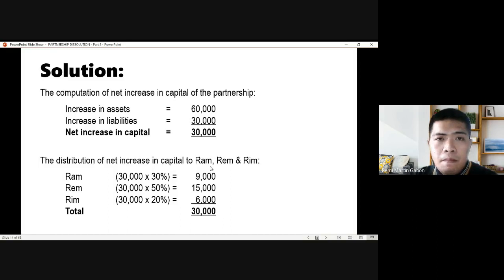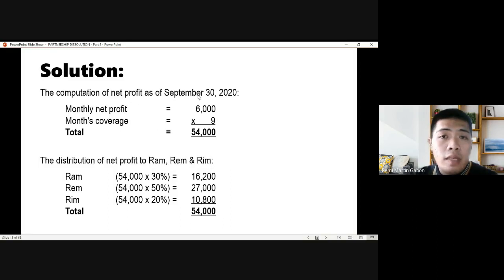Okay? Then compute the profit as of September 30, 2020. So monthly profit of 6,000 times 9 months coverage. So total of 54,000. Then distribute this 54,000 to RAM, REM, and RIM. That would be 16,200 for RAM, 27,000 for REM, and 10,800 for RIM.